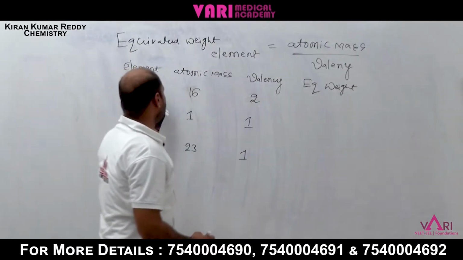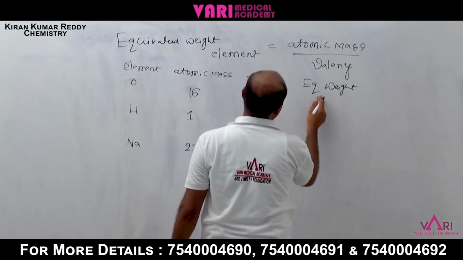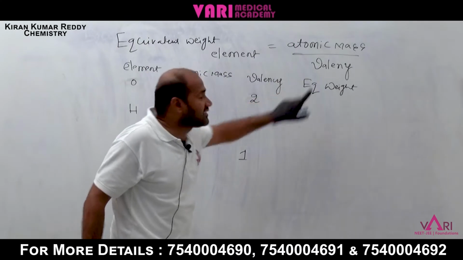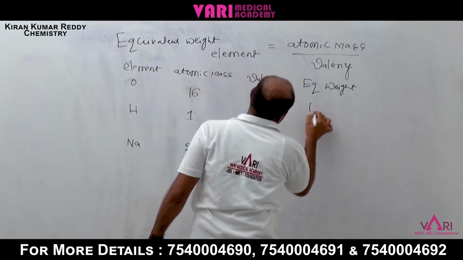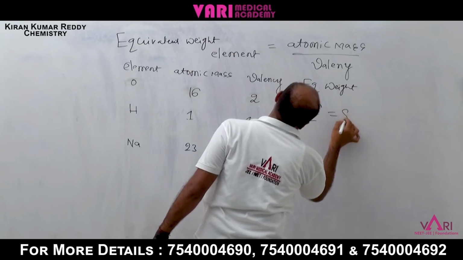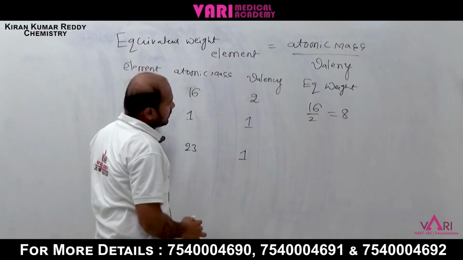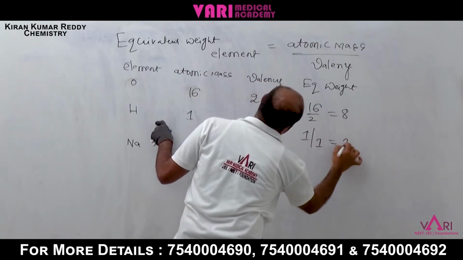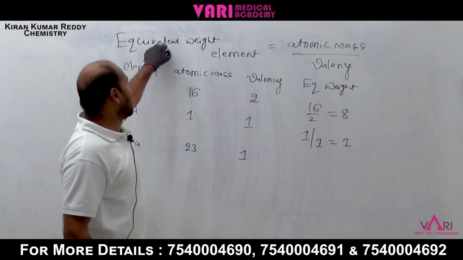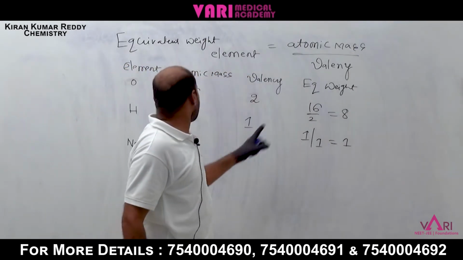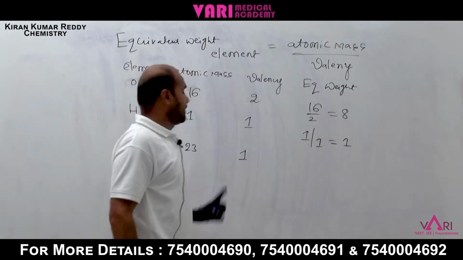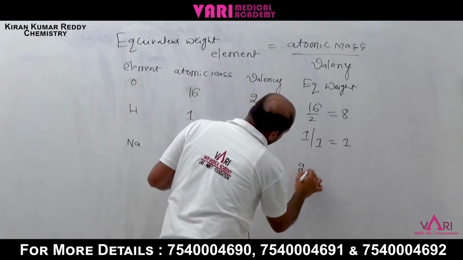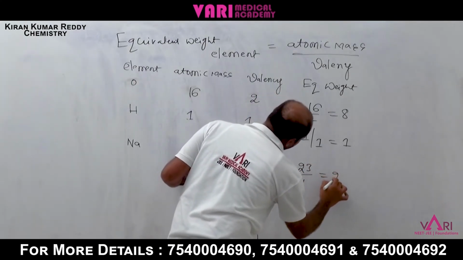What is the formula for equivalent weight of the element? Atomic mass by valency. For oxygen, atomic mass is 16, so 16 by 2 is equal to 8. If you take hydrogen, what is the equivalent weight? 1 by 1, that is equal to 1. Simple. Atomic mass is 1, valency is 1. Next one is sodium. Atomic mass is given as 23 by 1, that is equal to 23.